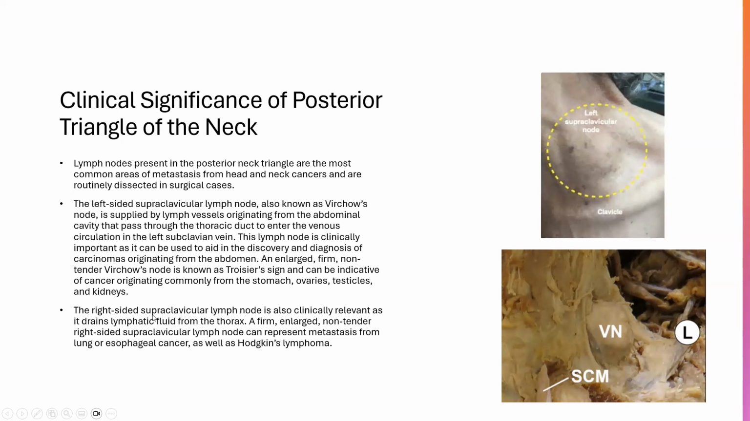The right-sided supraclavicular lymph node is also clinically relevant as it drains lymphatic fluid from the thorax. A firm, enlarged, non-tender right-sided supraclavicular lymph node can represent metastasis from lung or esophageal cancer as well as Hodgkin's lymphoma. So these are important points.